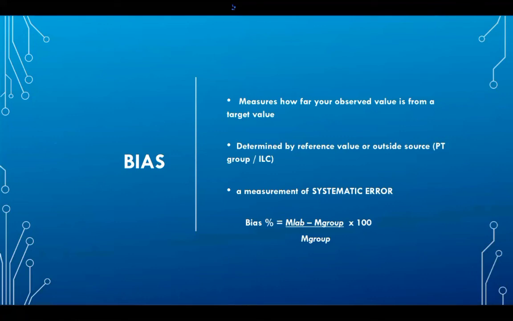And what is bias? Bias or trueness is the difference between lab result and reference material, or lab result and group mean. So this is how we calculate our bias percentage. Bias is a measure of accuracy.